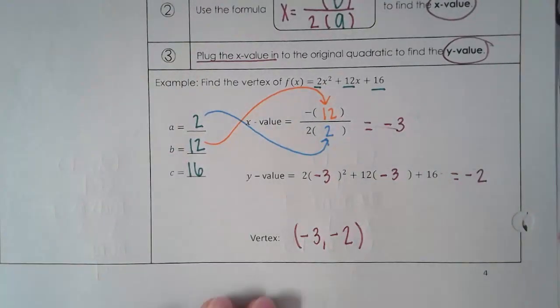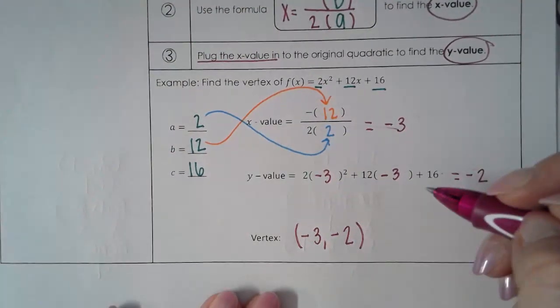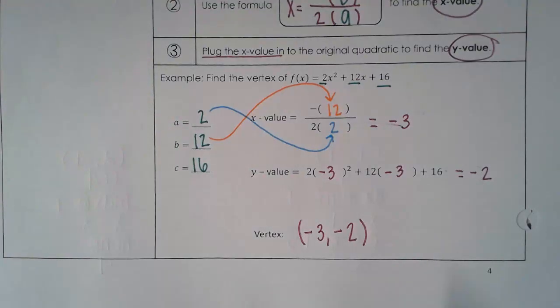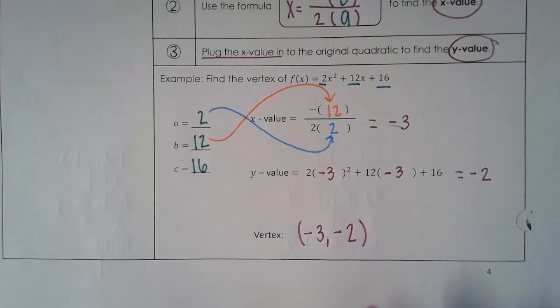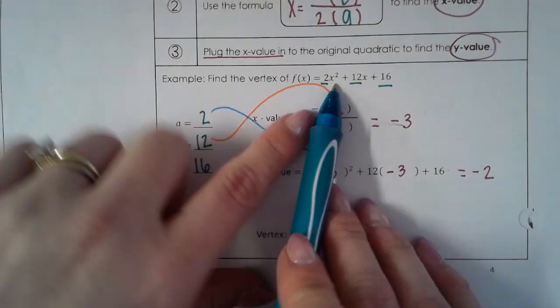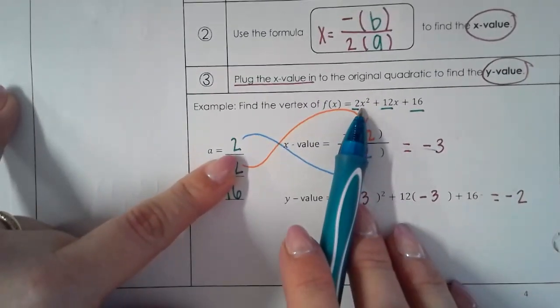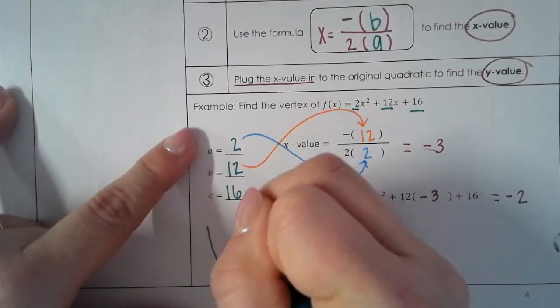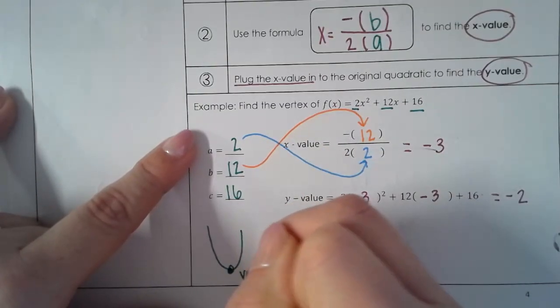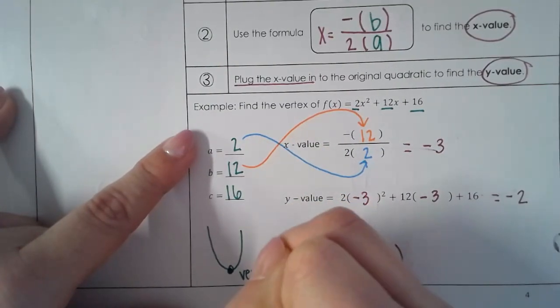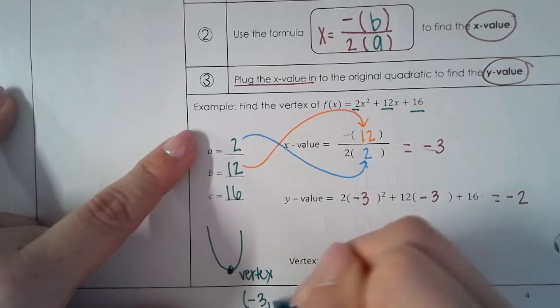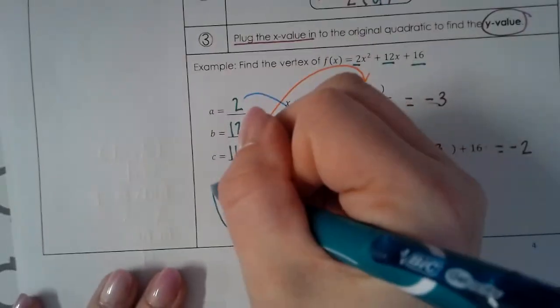Remember, the vertex is the point that's either at the bottom or at the top. If I go back and think about this one, this a value is a positive number. So earlier, I told you if the a value is positive, it opens up. So right here would be your vertex, and that would be the point -3, -2.